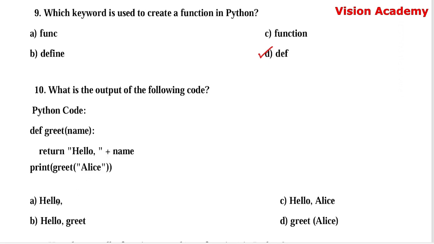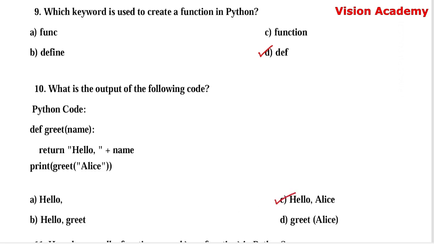Here the options are A, hello. B, hello comma greet. C, hello comma alias. D, greet alias. Here option C, hello alias is the right answer.